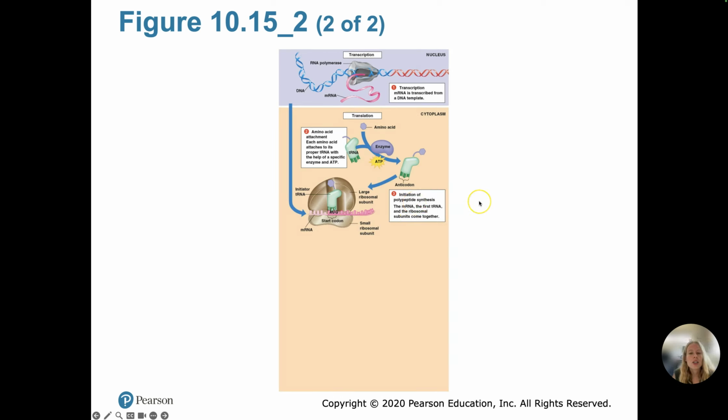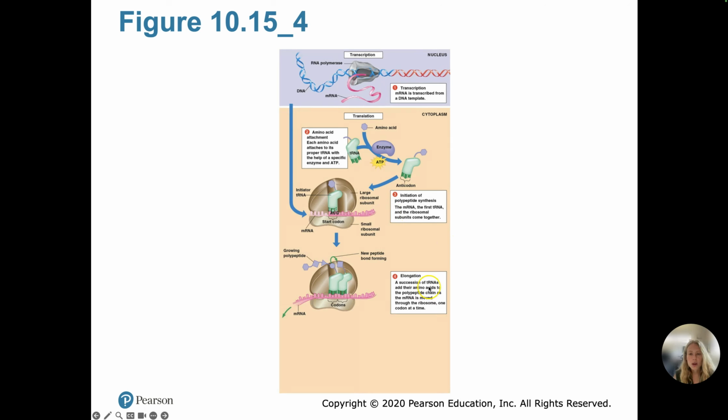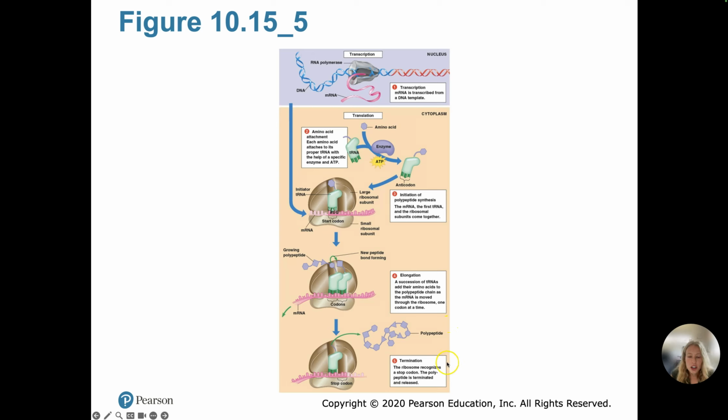The third step is initiation of polypeptide synthesis. The mRNA, in pink, the first tRNA, which carries the start codon, methionine, and then the ribosomal subunits come together. The fourth step is elongation. So a succession of tRNAs add their amino acids to the polypeptide chain as the mRNA is moved through the ribosome, one codon at a time. And then finally, termination. The ribosome recognizes a stop codon. The polypeptide is terminated and then released from the ribosome, where it will assume its folded polypeptide shape.